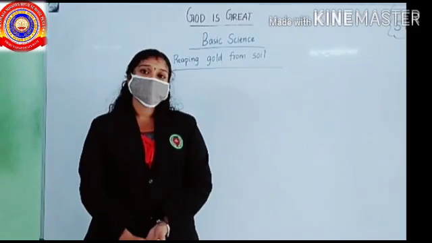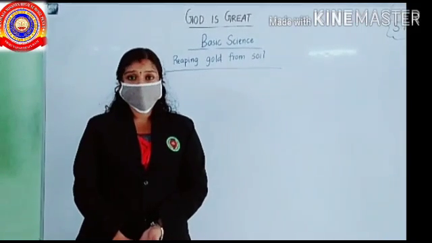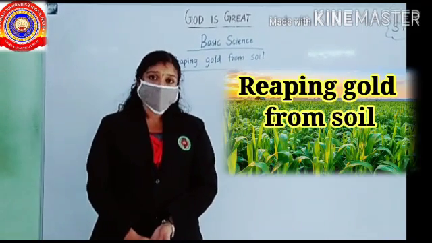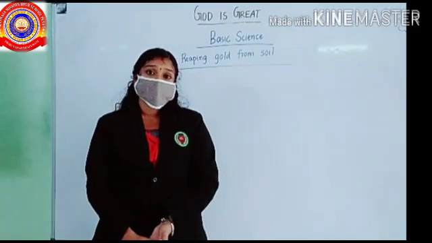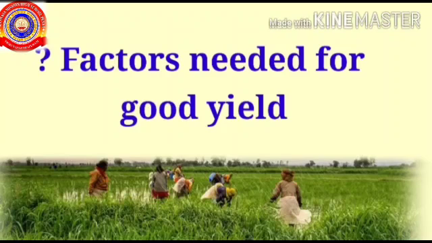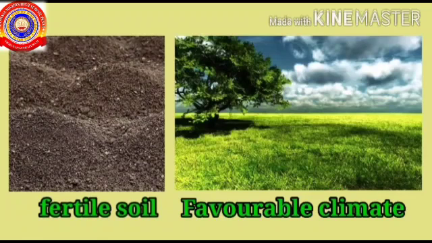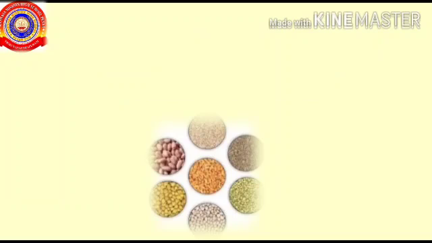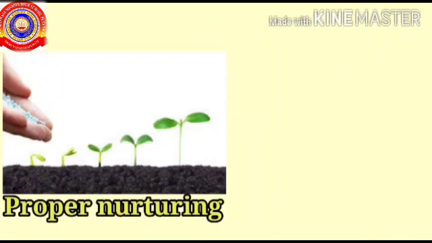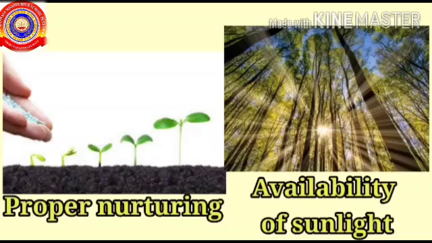Welcome back. Today I am going to give you a whole recap of the chapter Reaping Gold from Soil, which we have discussed so far. First, we have discussed the factors needed for good yield. So students, what are the factors needed for good yield? Yes, fertile soil, favorable climate, quality seeds and planting materials, proper nurturing, and availability of sunlight.